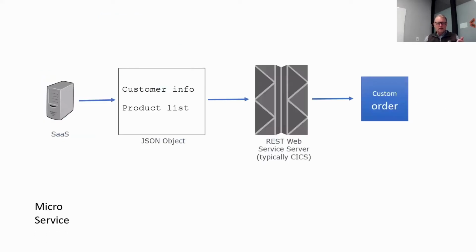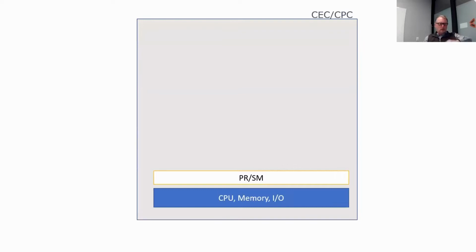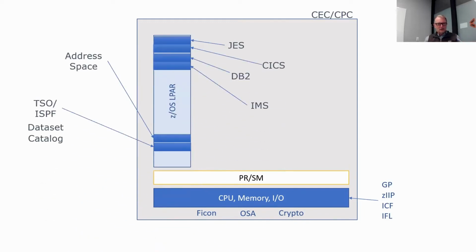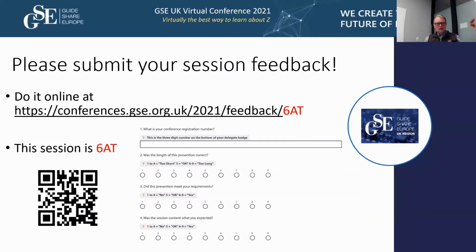Okay, so just a quick recap, and I'm at the bottom of the hour. We talked about the CEC, we talked about PR/SM, we talked about the memory, FICON, OSA cards, and we talked about the different types of processors, talked about logical partitions and address spaces and JES and CICS and DB2 and all of those things associated with it, and interactive environments, workload manager. So I think we got through everything in the nick of time.